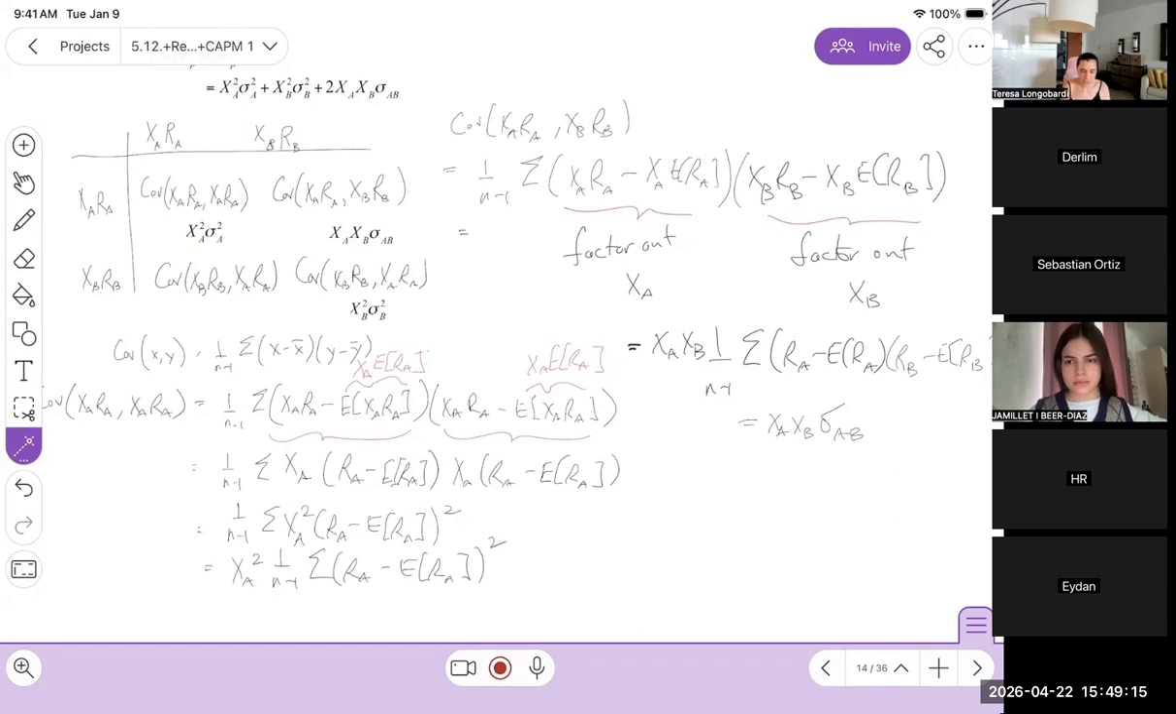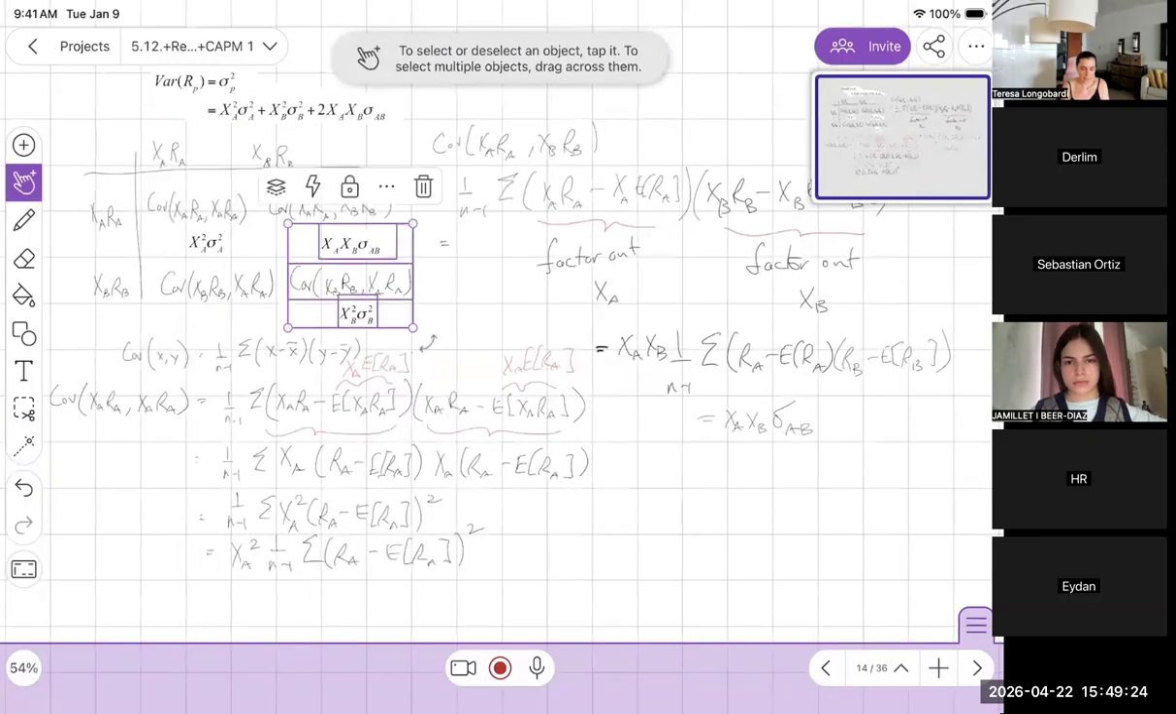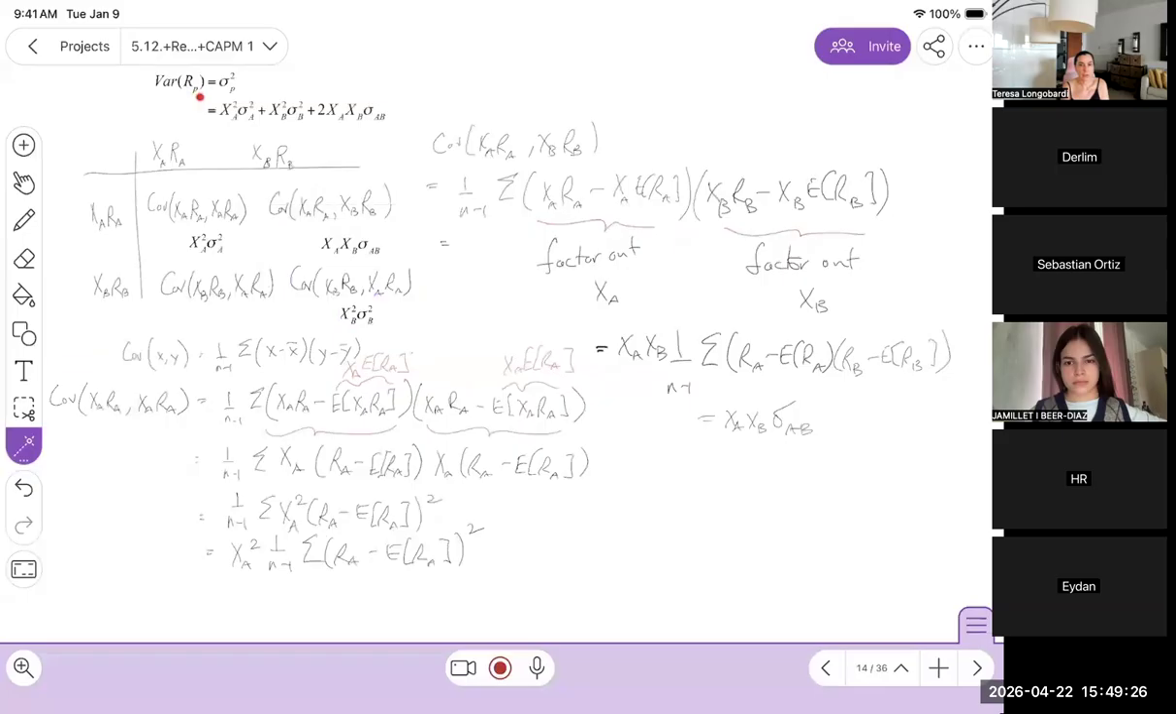So adding these contributions of volatility or variance together gives you the formula for the variance of RP, the portfolio, the newly created asset of two assets.